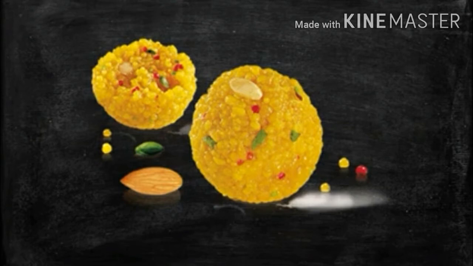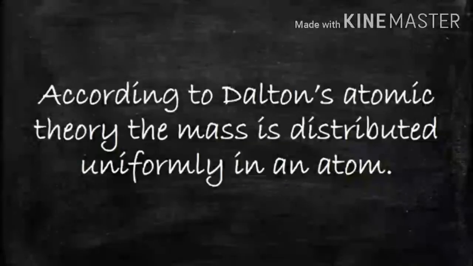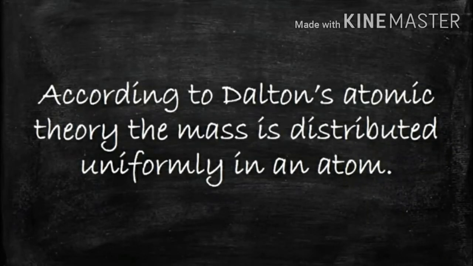So however, the solid ball, broadly speaking, does not have any internal structure. The atom, as described by Dalton, turns out to be a hard, solid sphere with no internal structure. So Dalton's atomic theory states that the mass is distributed uniformly in an atom.